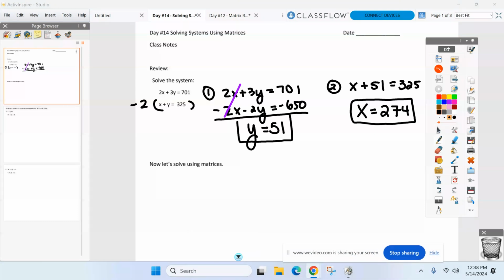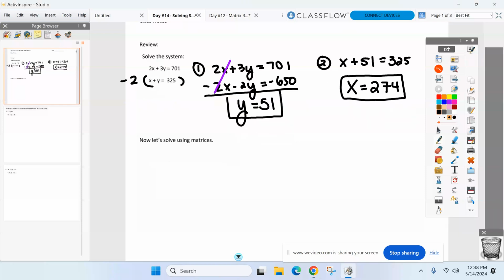This is what we use matrices for. We could solve these using matrices. Okay, so how can I use a matrix to get 51 and 274? All right, that's what we're going for today and to finish off this unit. How can I use a matrix to get these answers? All right, first thing, build that matrix for me. Take your two original equations, build that matrix.